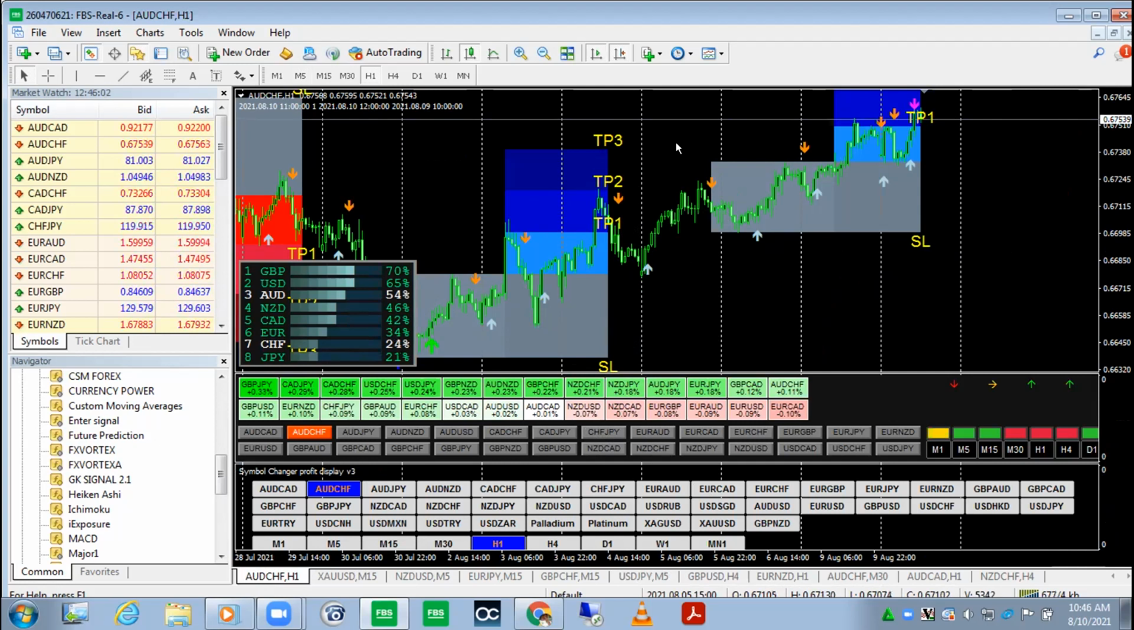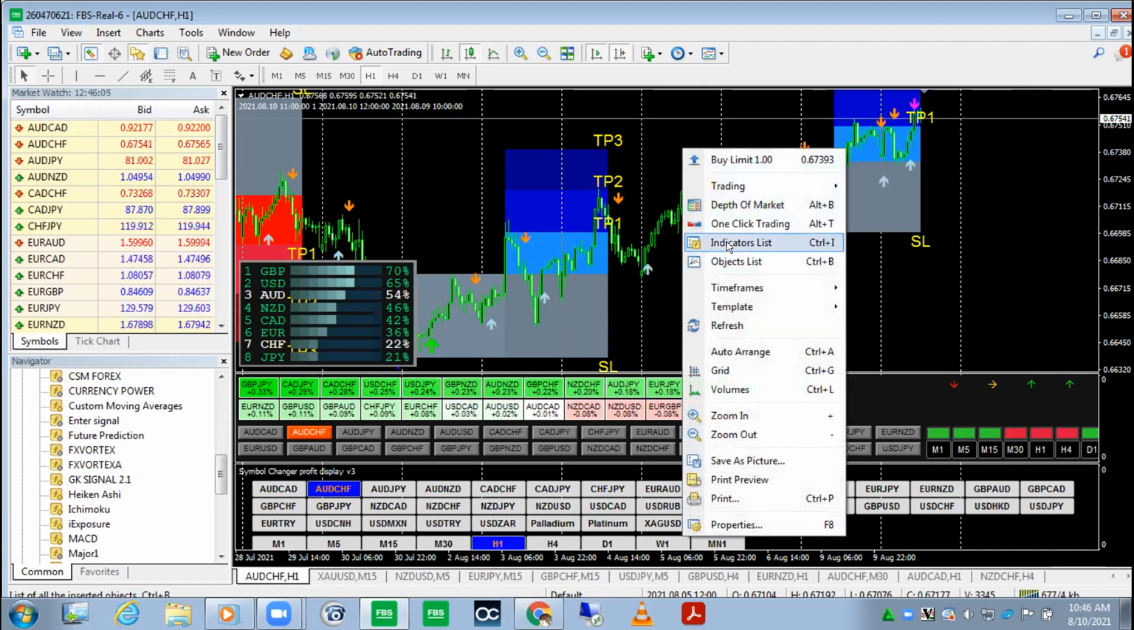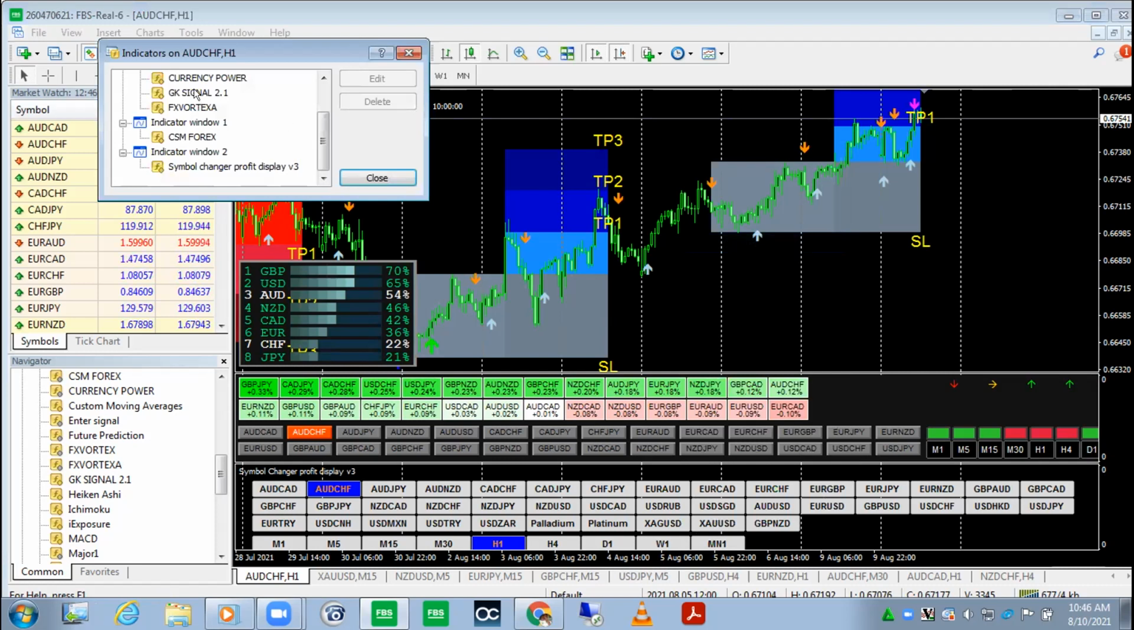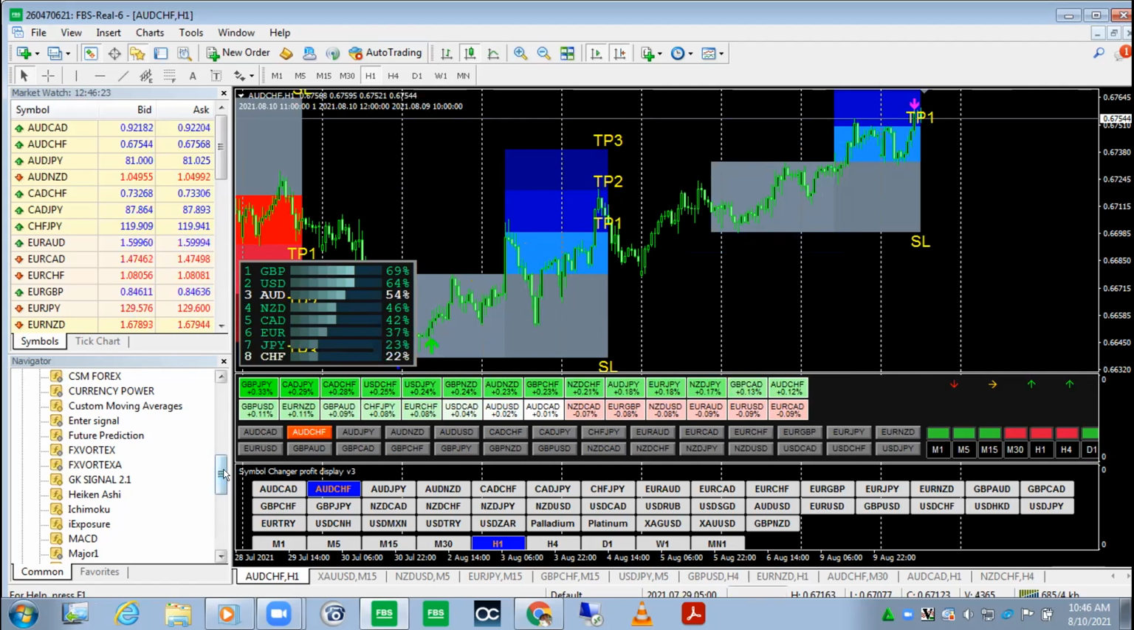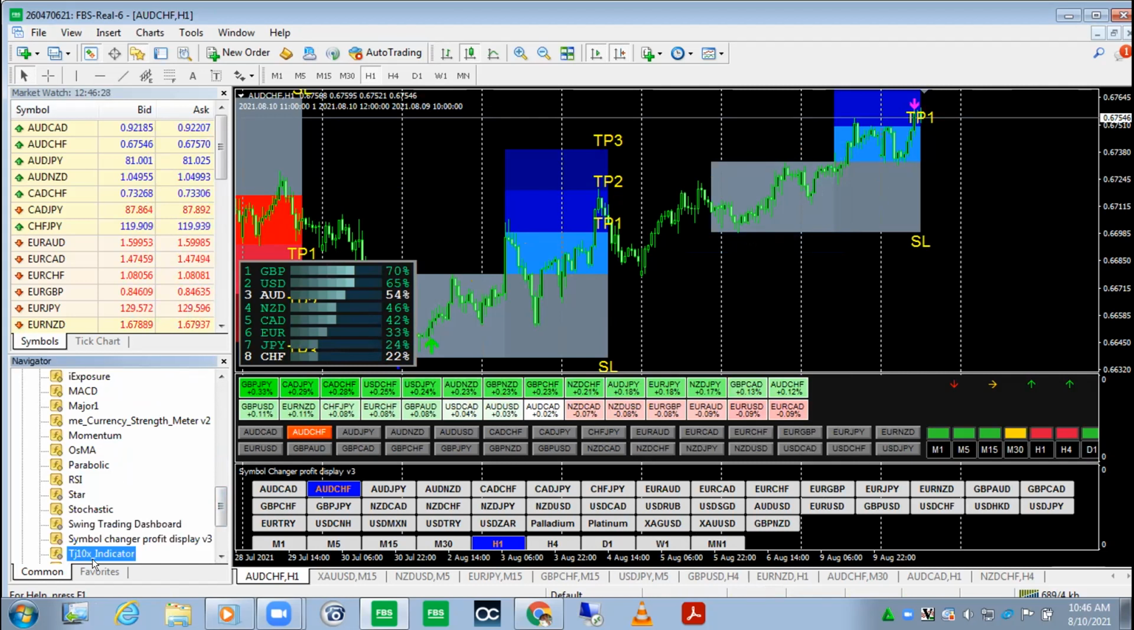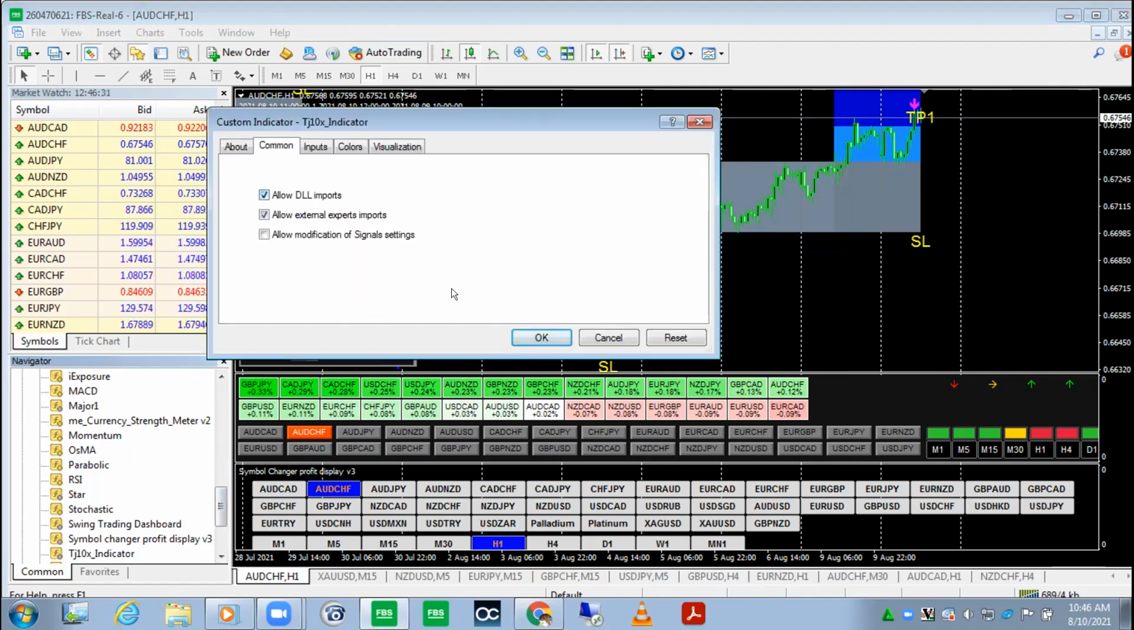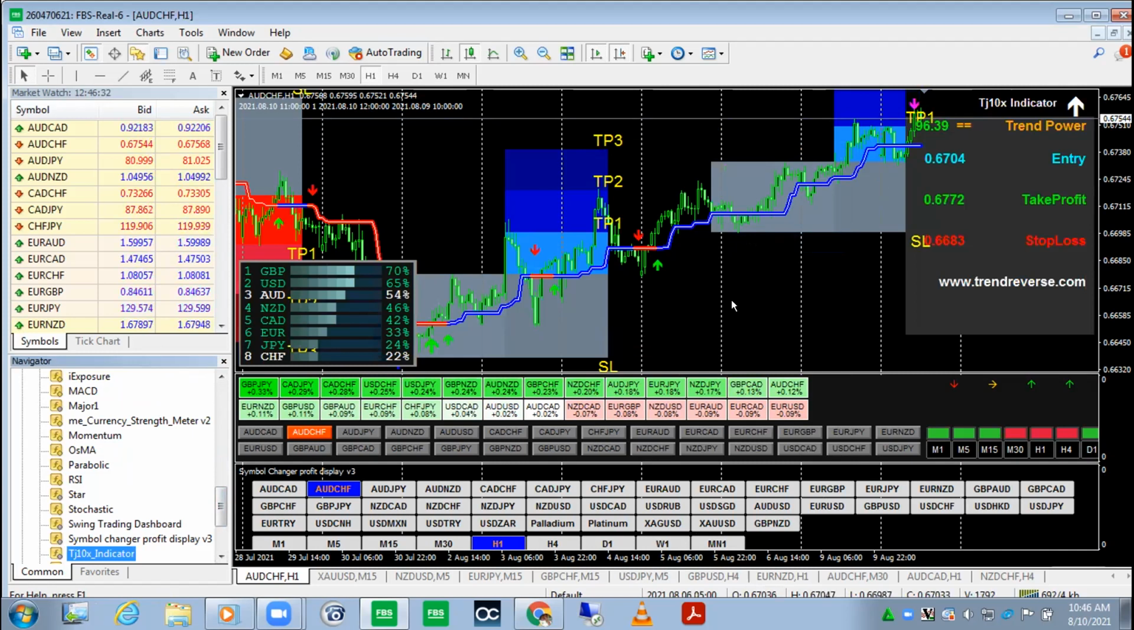If you want to know the number of indicators I put here, just go to indicator list, right click, go to indicator list. You see all the lists here. So we have the breakout, enter, FX Vortex A, currency power. Then I'm here to put TJ10 now for more confirmation. So this is it. We need all these indicators for more confirmation. Can we see now? We have those confirmations. So right now, let me put this one back.